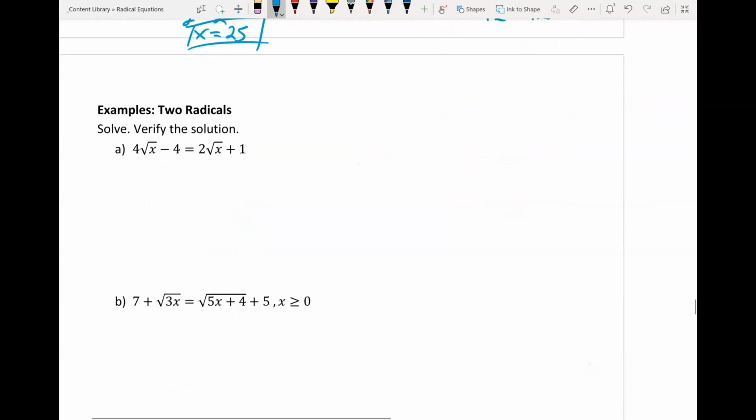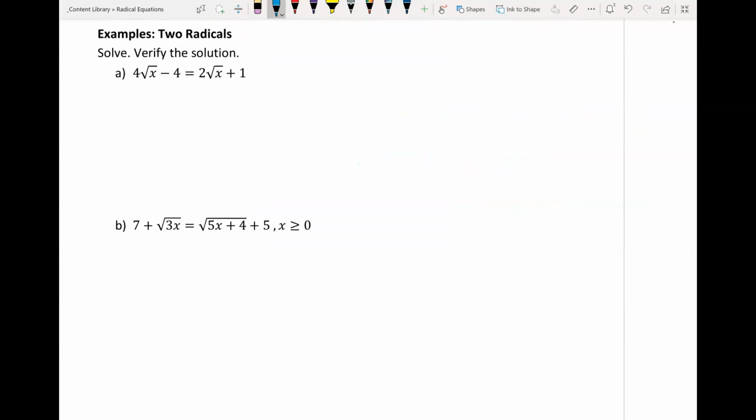Now let's move on to a different type of question. What happens if we have two radicals, one on either side of the equal sign? Well, what we want to do is simplify this as much as we can before we go ahead and square both sides. So for this one, if we take a look at what we have, I can combine these into one side, and then I can combine those onto one side of the equal sign.